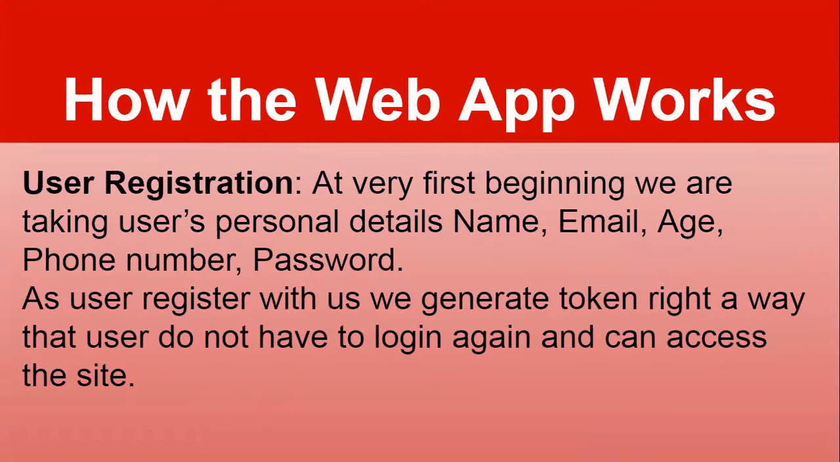So how does the web app work? The initial step on the website is user registration. At the very beginning, we take the user's personal details: name, email, age, phone number, and password, where age is an optional entity. As the user registers with us, we generate a token right away so that the user does not have to log in again to access the site. Once the user is registered, they are redirected to the menstrual details page.